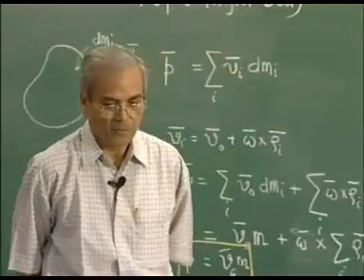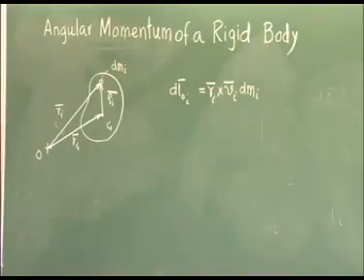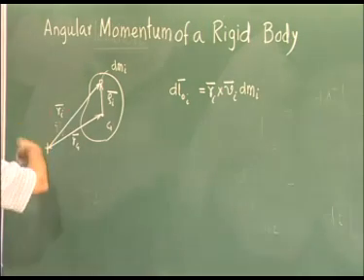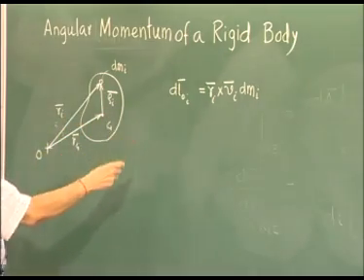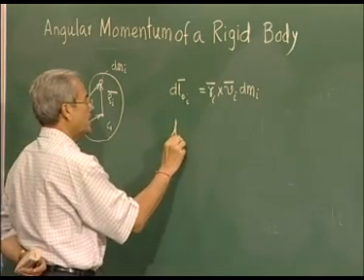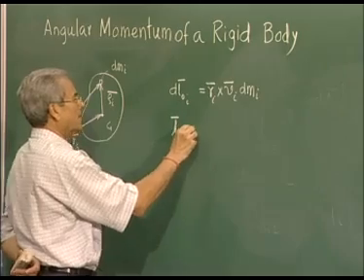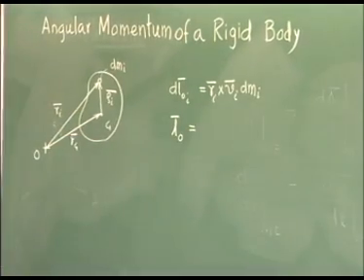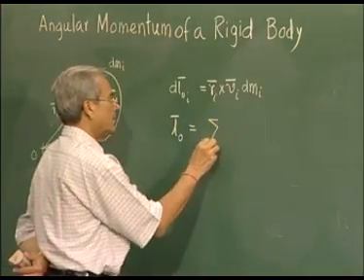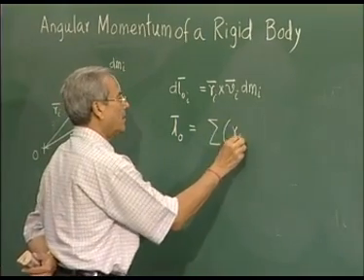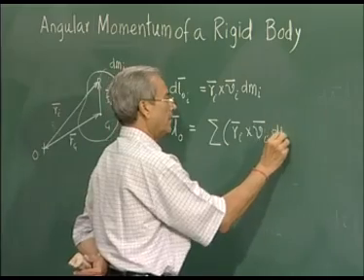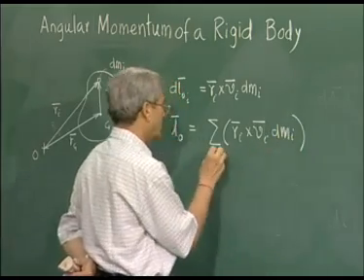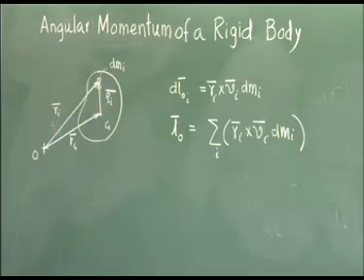So, this is the moment of linear momentum of this particle mass, and to get the angular momentum of the whole body about this, we have to only sum it up for all the particles constituting the body. So, L_O will be summed over all the particles.